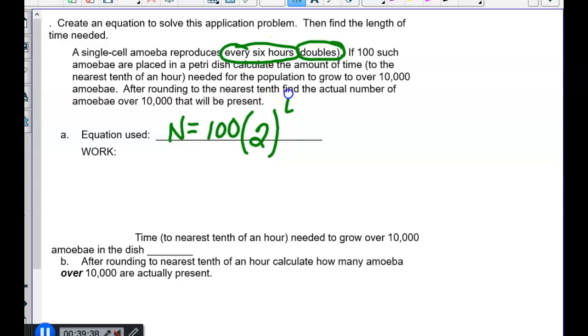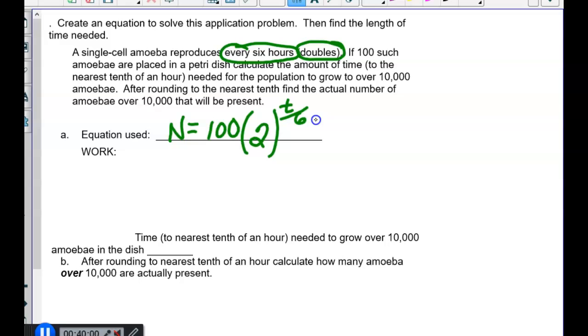So this is t over 6. In other words, it won't double until it gets to 6. If I put a 6 in there right now, I'd get 6 over 6, or one time it's going to double, right? If I put a 12 in there, I'd get 12 over 6, or twice it's going to double. Does that make sense? Okay.